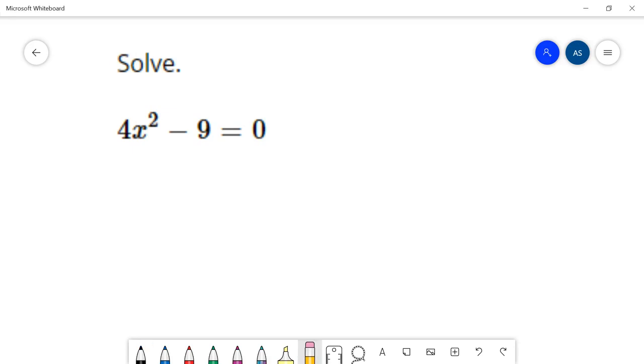So now we have question 8. Directions say to solve, and we have the equation 4x squared minus 9 equals 0. So we have an equation. I have a higher power here, x squared. So we're going to use the zero product property. A times b equals 0. Once we get it in this format, we're going to set each factor equal to 0.